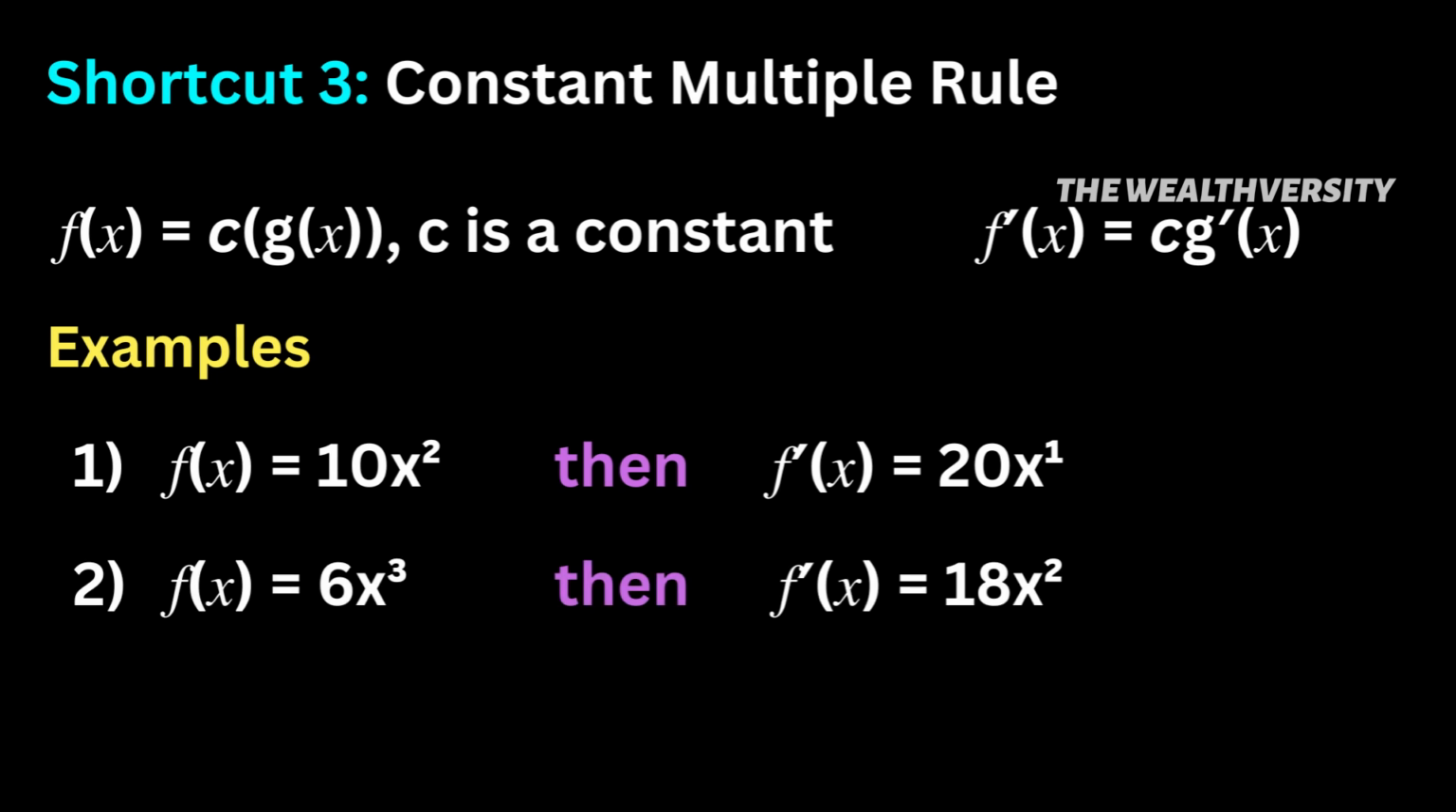For the second example, we have f of x is equal to 6x cubed. 6 is c, which is the constant, so it stays the same. Now we want the derivative of x cubed. We bring the 3 down beside the 6 and subtract 1 from the exponent. We get 6 times 3 times x squared. So f prime of x is 18x squared.